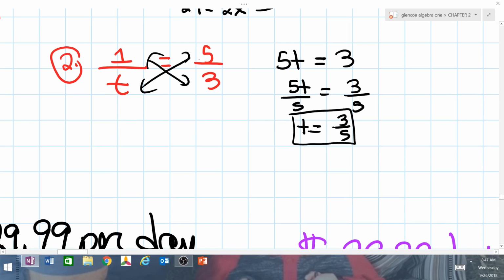Our second example, 1 over t equals 5 over 3. Cross multiply: t times 5 is 5t. 1 times 3 is 3. Divide each side by 5. T equals 3/5. I got 0.6 because I divided on my calculator. Okay, you can leave it as a fraction. That's not incorrect, though.